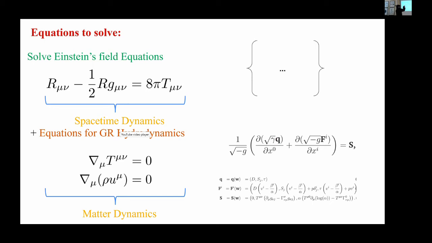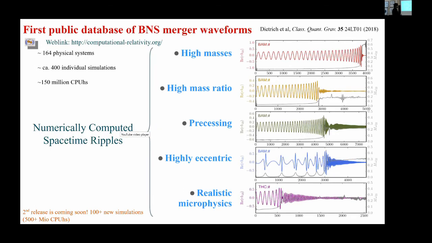So basically, an equation of state also goes here, and additionally, it closes the system of hyperbolic equations. So once we have all of these equations, we have the infrastructure. Then next, an important outcome from BAM simulations has been the first public database of binary neutron star merger waveforms.